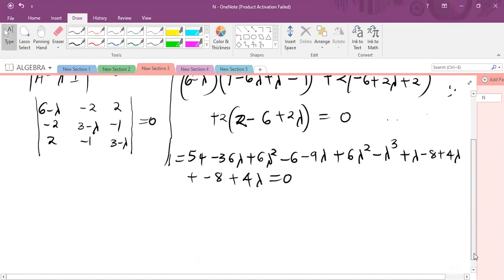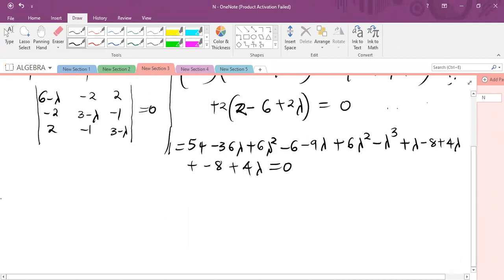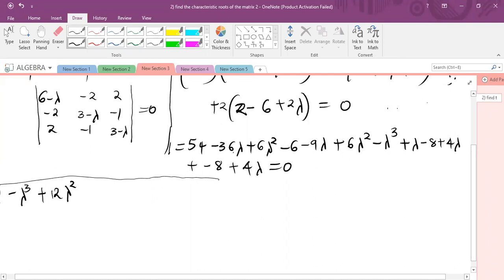Let's take the like terms. So I'm going to start off with taking the value of minus lambda. So minus lambda cubed, and then take all the values that have lambda squared. So this is 6 lambda squared plus 6 lambda squared. So that will be plus 12 lambda squared. And then take off the value that have lambda. So minus 36 lambda minus 9 lambda. So that will give minus 45 lambda. Which other value with lambda over here?